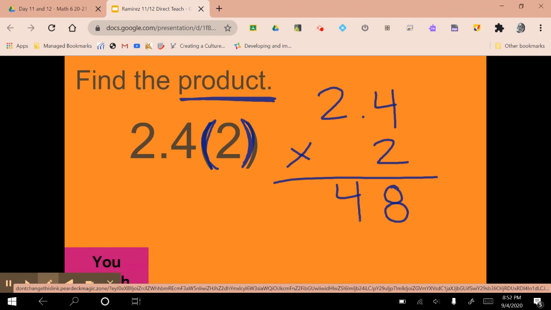Now we have a decimal. We need to look and see how many numbers we have behind our decimal. We have one number behind the decimal. So we're going to move our decimal one time in our answer. So our final answer is going to be 4.8.